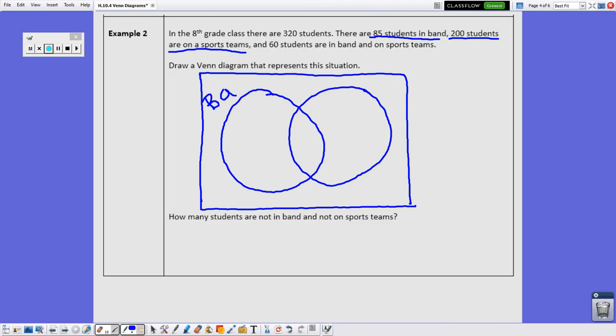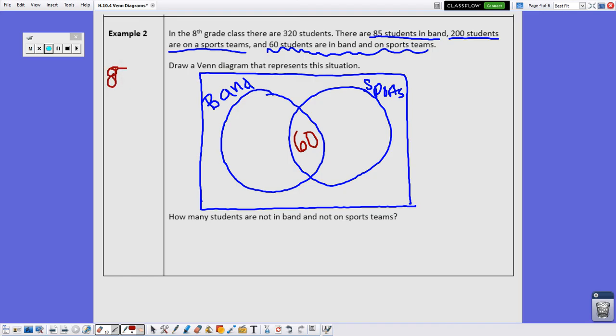So let's go ahead and label these band and sports. And then we always want to start in the center, so we want that overlap, and that's the 60 students that are in both. So we'll go ahead and write 60 right in the center. That's how many are in both. Now, we have 85 students in band, it tells us. So of those 85 in band, 60 of them are included in that band and sports. So we need to figure out what's the difference? So how many are only in band?